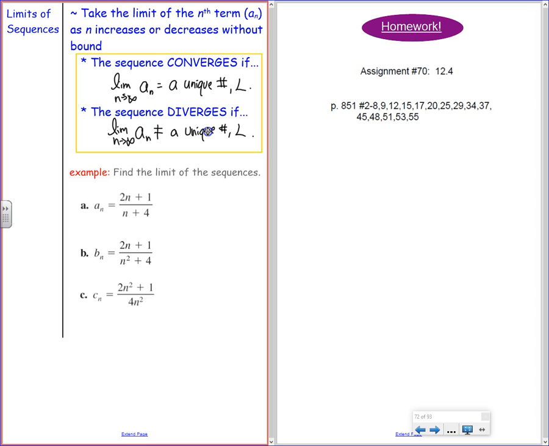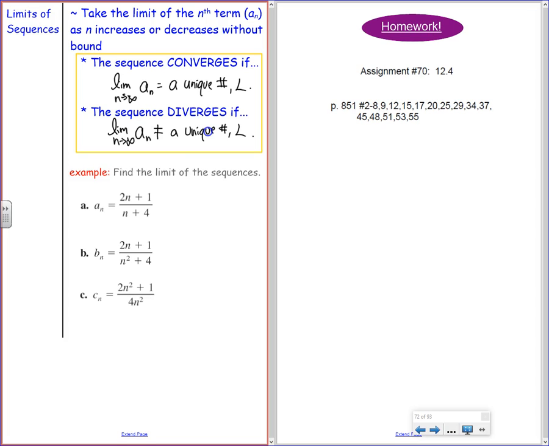But the limit is going to, or I should say the sequence is going to diverge if the limit is either infinite or bounces back and forth between different values, never converging to a single unique number. That's a better way of putting it. Or I should say that's a true way of putting it.